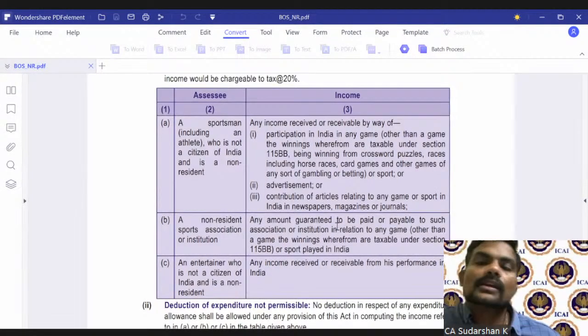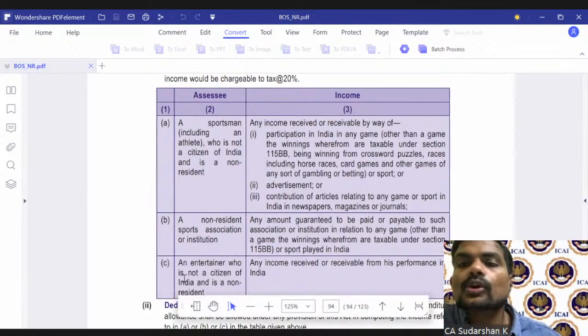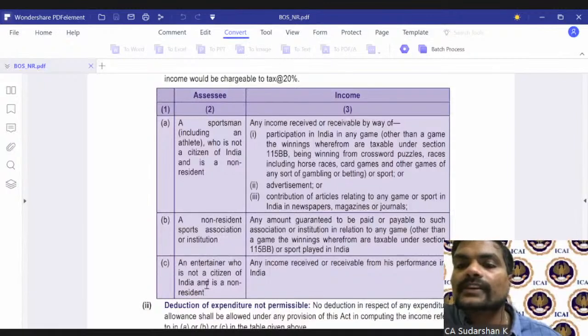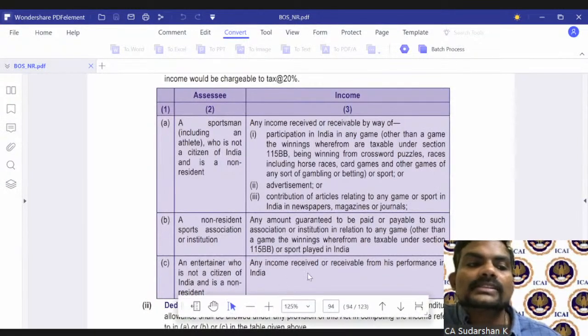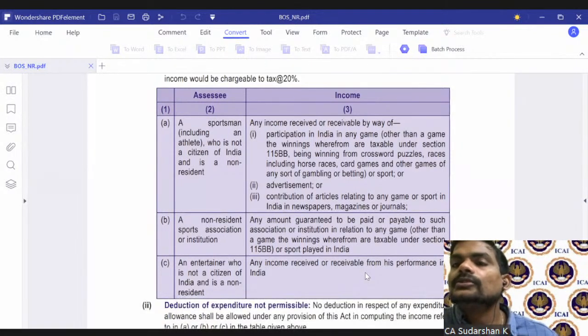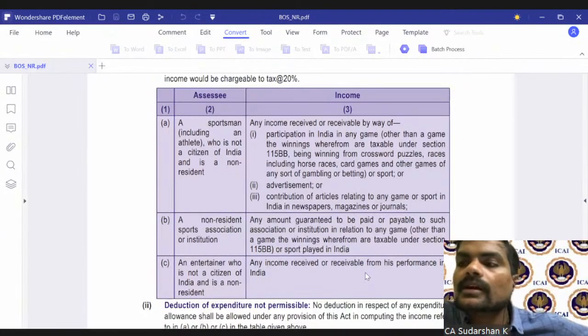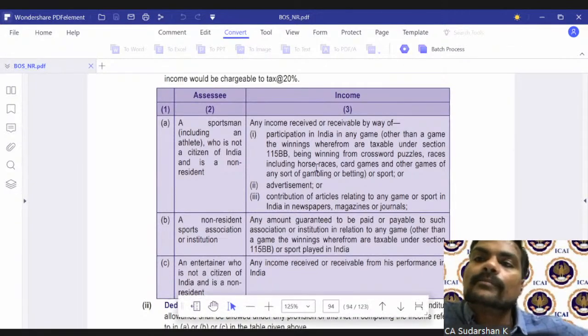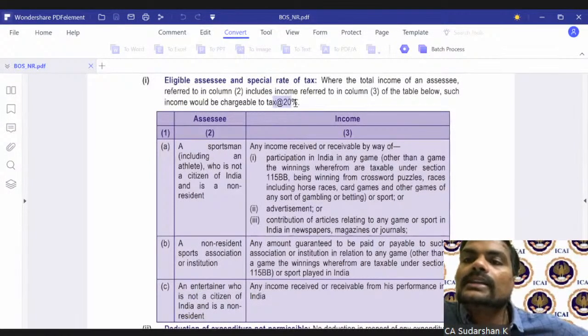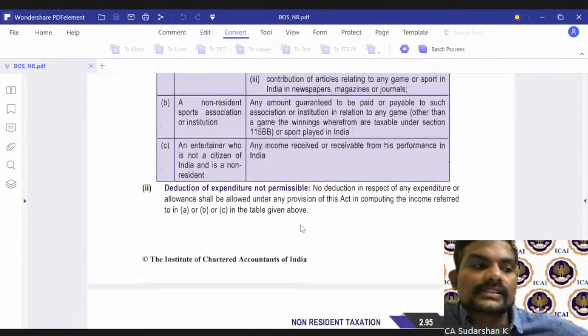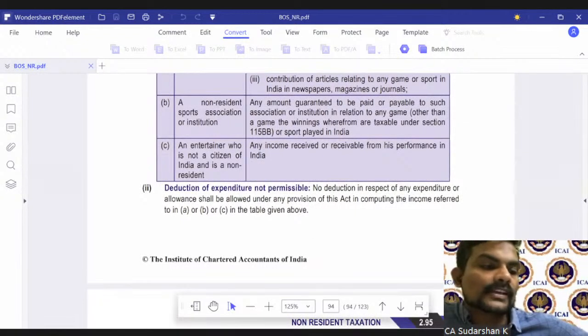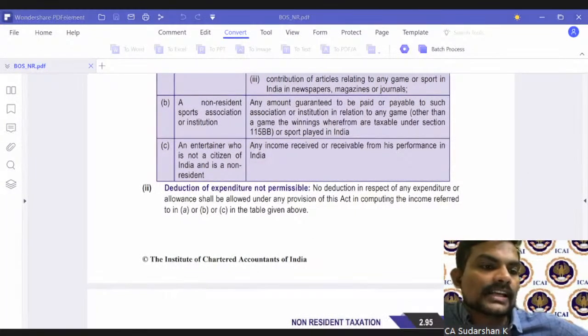will have to pay taxes. And not only sportsmen and non-residents, you also have entertainers who are not citizens of India and are non-residents, for any income received or receivable from their performance in India. So any entertainer who comes for a performance in India, say Justin Bieber comes to India for a concert and does a music program for which he gets money, that income will be taxed under 115BBA on a gross basis at 20%. No deduction is allowed, just similar to other 115DA. There are no deductions that can be claimed.